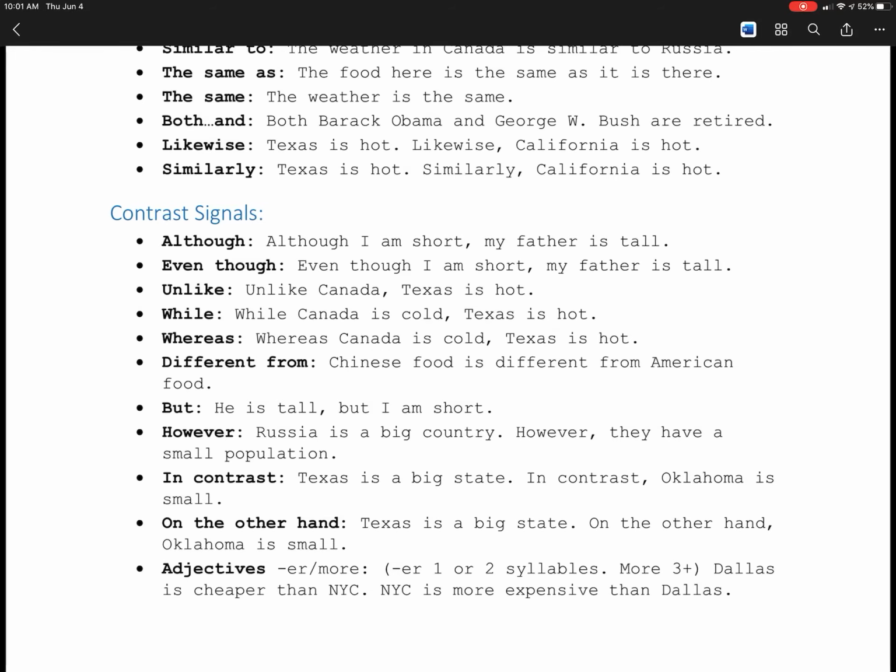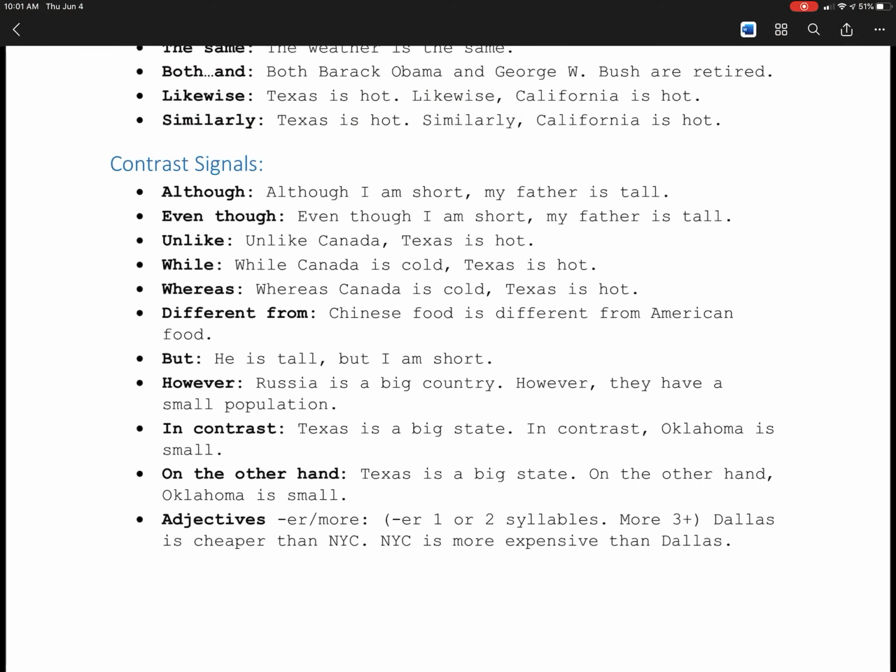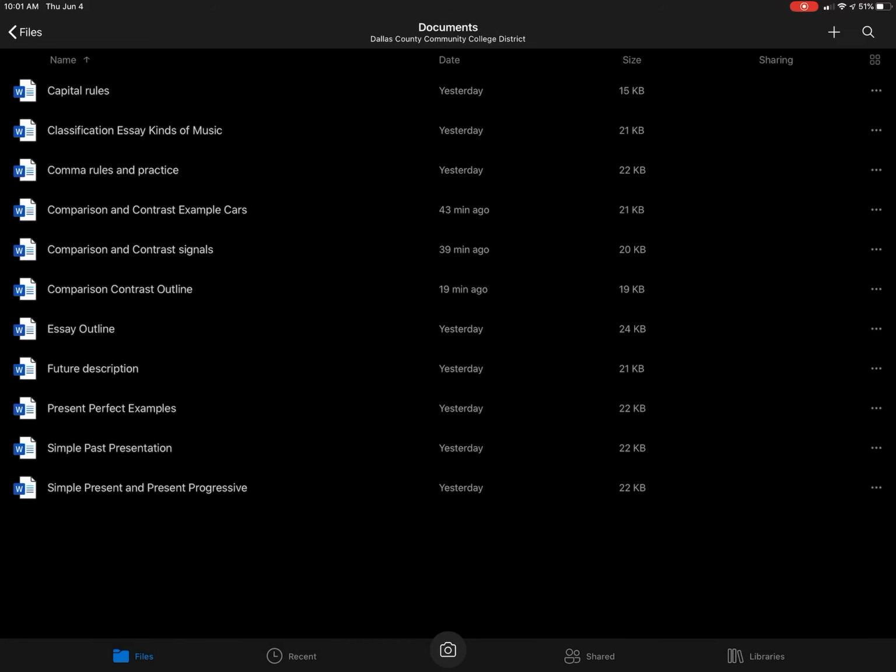We can use some adjectives to describe differences as well. So for here, Dallas is cheaper than New York City, or New York City is more expensive than Dallas. So it works well to say any differences. I am taller than my friend. I have an example that I would like to show us.